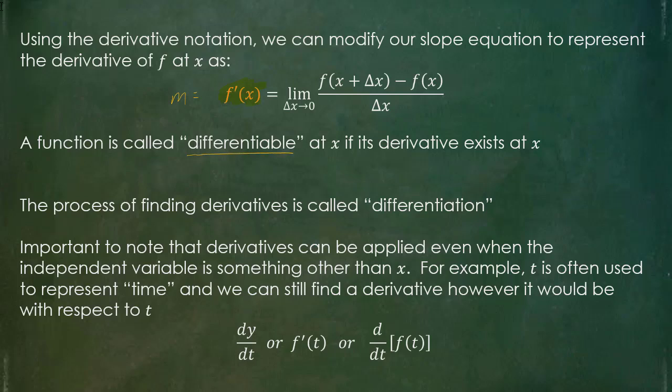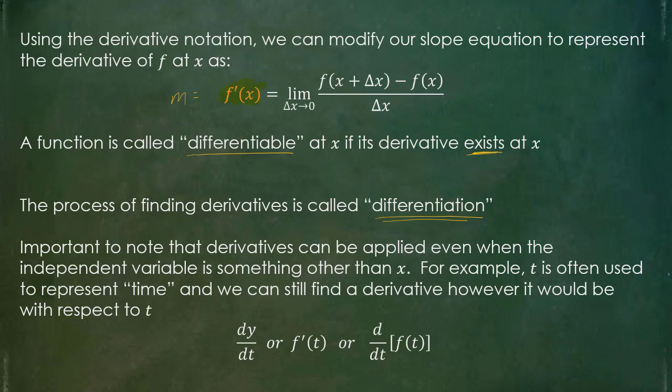A function is called differentiable, which is one of the key words that you're going to hear from time to time, at that specific value x, so long as its derivative exists. In other words, if you get a derivative that doesn't exist, then that means it's not differentiable at that value. This whole process of finding derivatives is called differentiation. So if you ever see a question that involves the word differentiation, that is your key to recognizing that you're going to need to take a derivative.